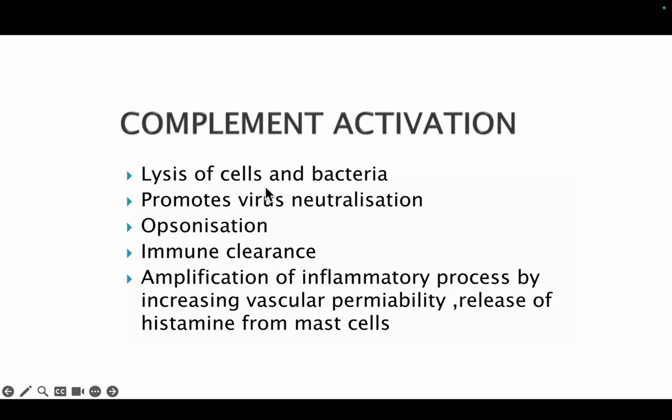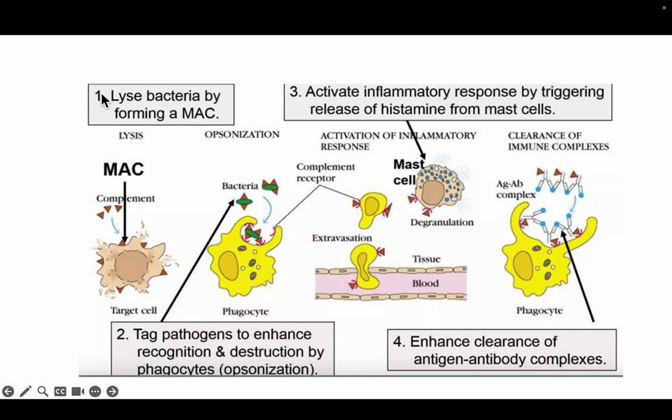Complement activation causes lysis of cells and bacteria, promotes virus neutralization, opsonization, immune clearance, and amplification of the inflammatory process by increasing vascular permeability and release of histamine from mast cells. So, function number 1: lyse bacteria by forming MAC. So the complement system can lyse bacteria. Function 2: tag pathogens to enhance recognition. So some proteins associated with the complement system can get attached to specific bacteria to tag them and enhance their recognition and destruction by phagocytic cells, which is called opsonization.